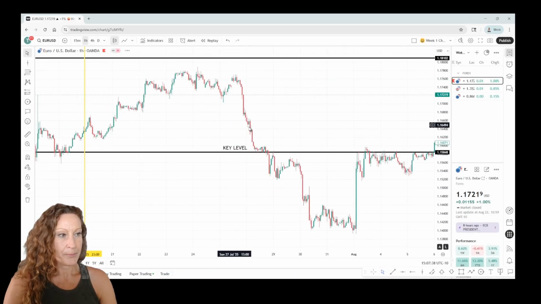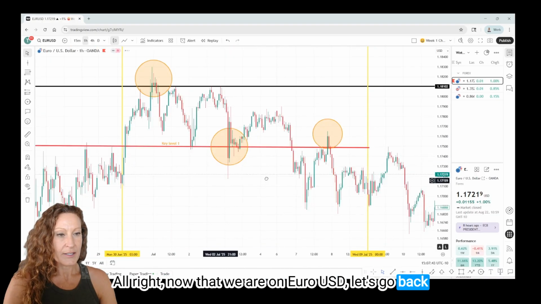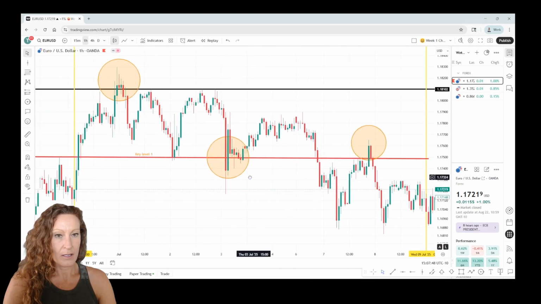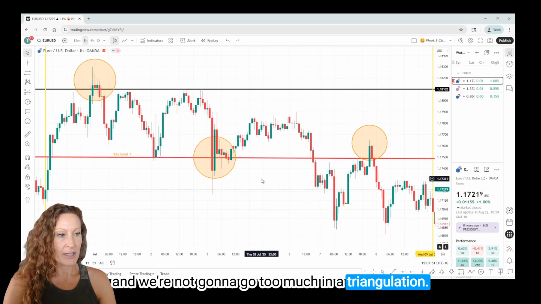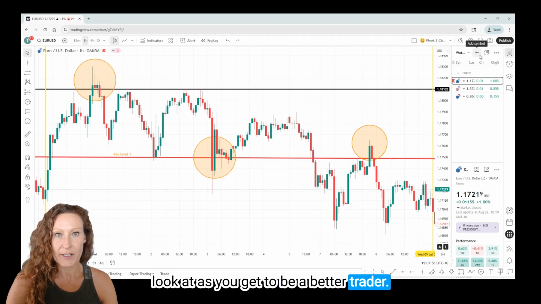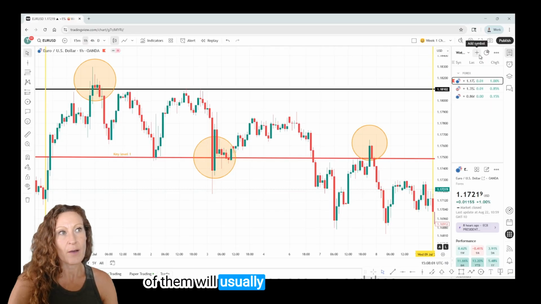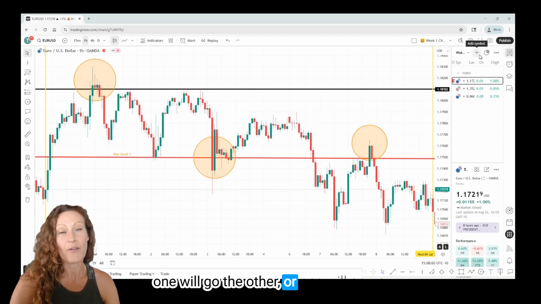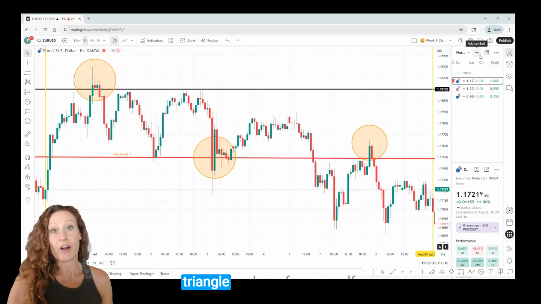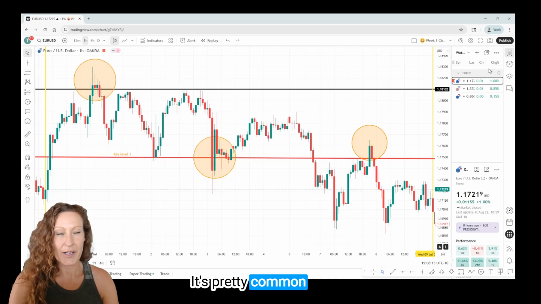Where were we? All right, now that we are on Euro USD, let's go back to our week. And we're not going to go too much into triangulation. That's something that you can just look at as you get to be a better trader, and depends on the pairs too, because two of them will usually go one way and then one will go the other, or one will go up, one will go down, and one will be flat. You can kind of even just draw a triangle and see for yourself the triangulation of it, which one's going where. It's pretty common sense.